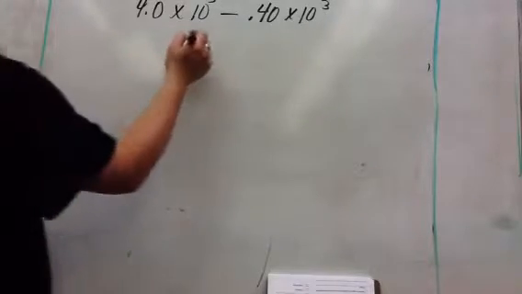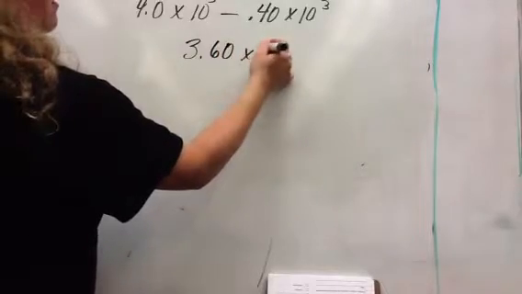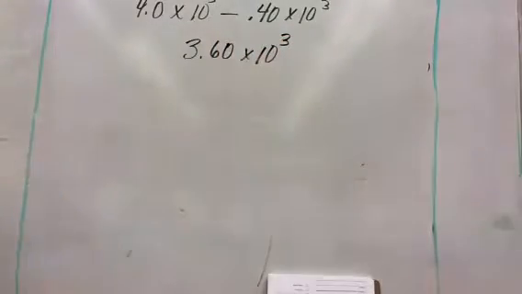What are we going to get? 3.60 times 10 to the third. Easy enough? Yeah. Alright, I got a question.